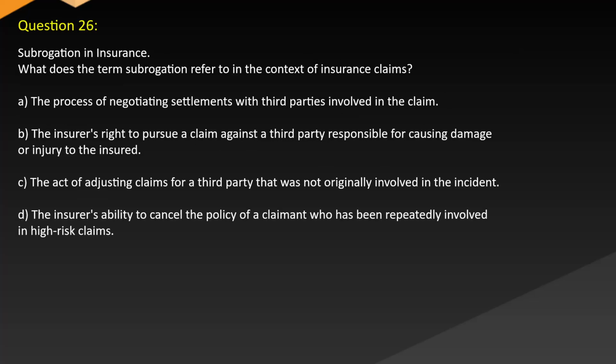Question 26. Subrogation in insurance. What does the term subrogation refer to in the context of insurance claims? A. The process of negotiating settlements with third parties involved in the claim. B. The insurer's right to pursue a claim against a third party responsible for causing damage or injury to the insured. C. The act of adjusting claims for a third party that was not originally involved in the incident. D. The insurer's ability to cancel the policy of a claimant who has been repeatedly involved in high-risk claims.